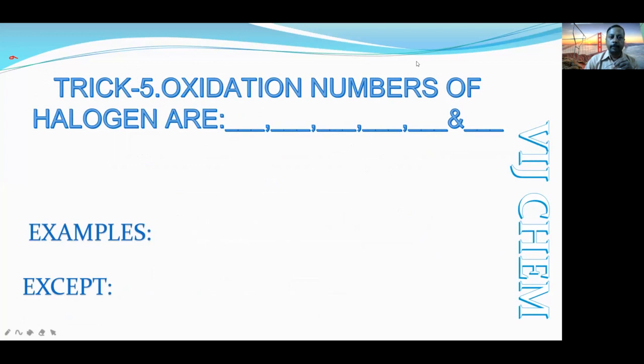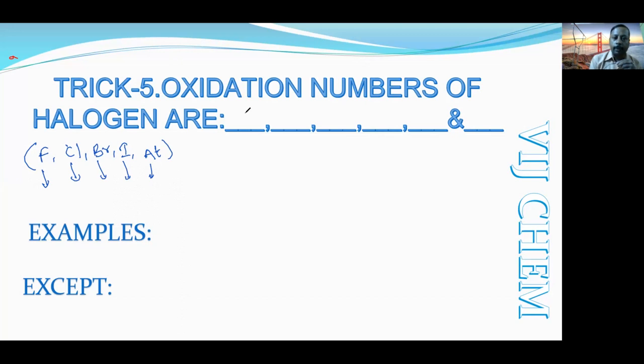Okay, what is the next one we are going to start? Oxidation number of halogen. So before going further, I think all of you are aware what the halogens are. Halogens are fluorine, chlorine, bromine, iodine and astatine. These are called halogens. What is the memory trick? F stands for first class bread I ate. First class bread I ate. They are called the halogens.